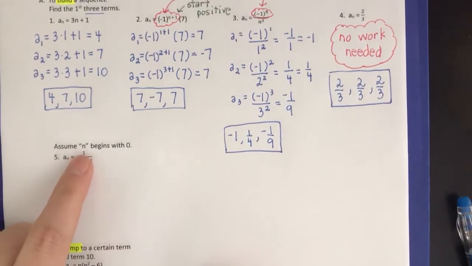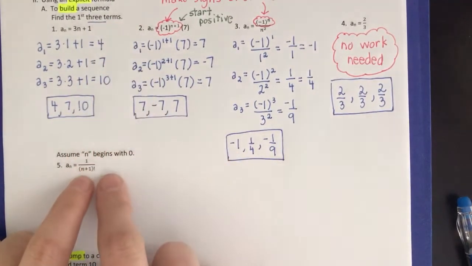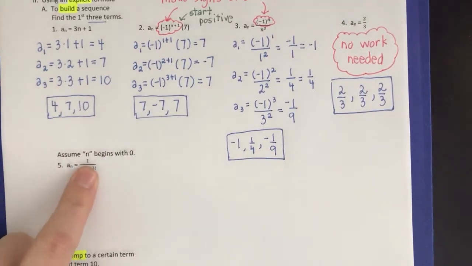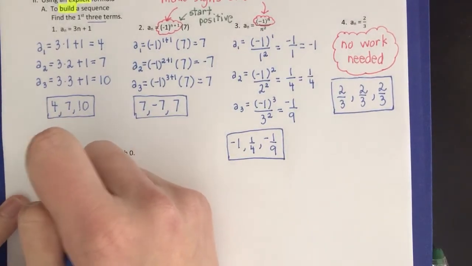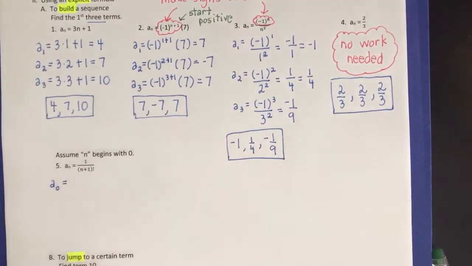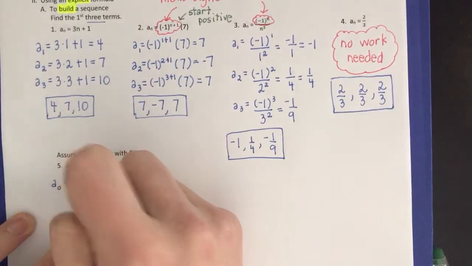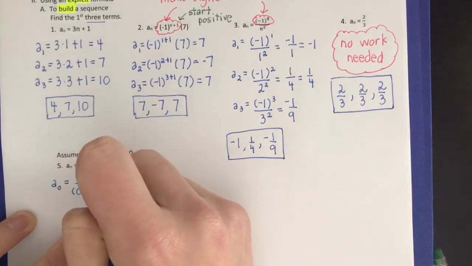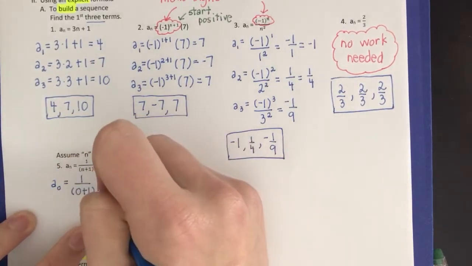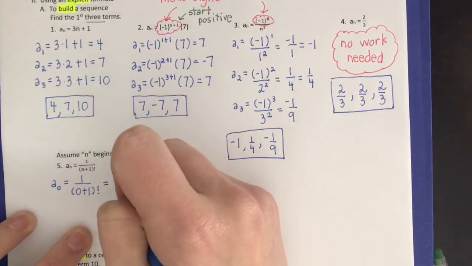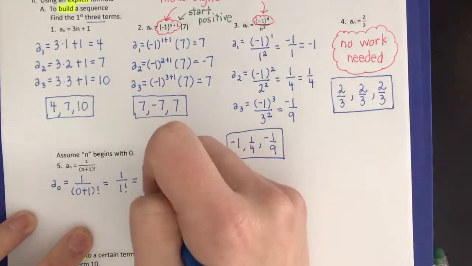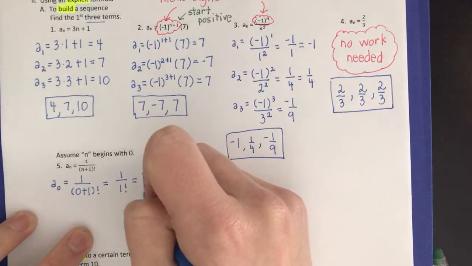And on number 5, we're still finding the first 3 terms, but we're going to assume n begins with 0. And notice we have our factorial here, so that's exciting. Get to start using that. So a sub 0 equals 1 over 0 plus 1 factorial. So what does that really mean? That means 1 over 1 factorial, which is just going to be 1. And that's my first answer.